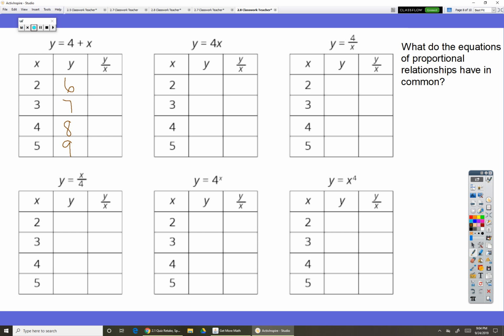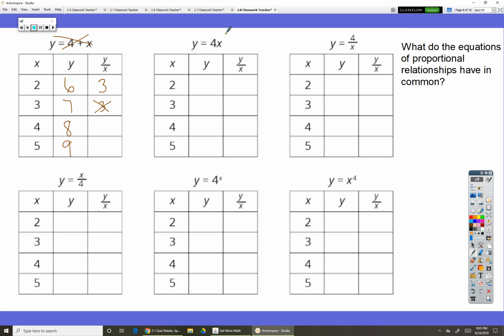Okay, now we're going to check these ratios to see if they are equivalent. 6 divided by 2 is 3. 7 divided by 3 is not 3. So we can actually stop right there. We don't even have to find out what it is because the ratios are not equivalent. So this equation did not work out to be a proportional relationship equation. All right, let's move on to the next one.